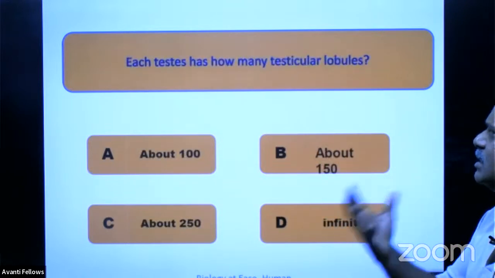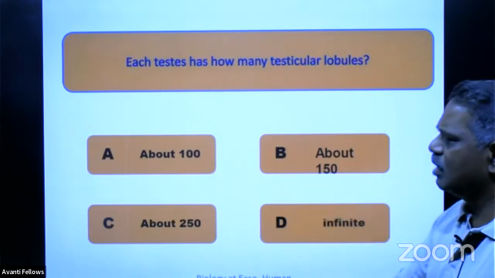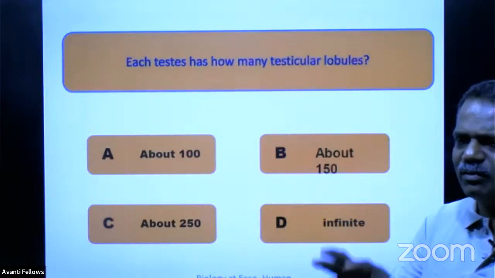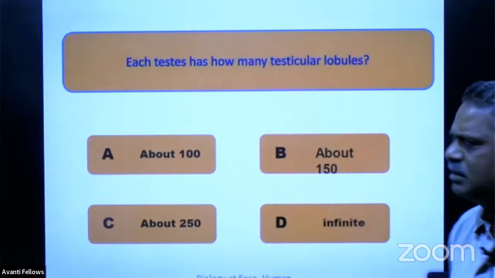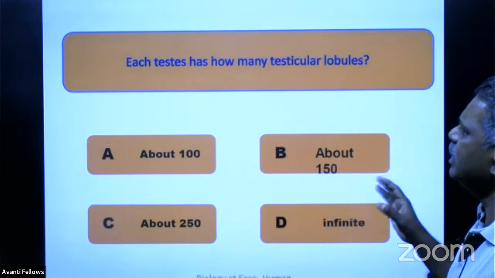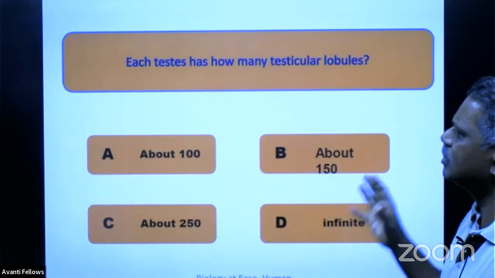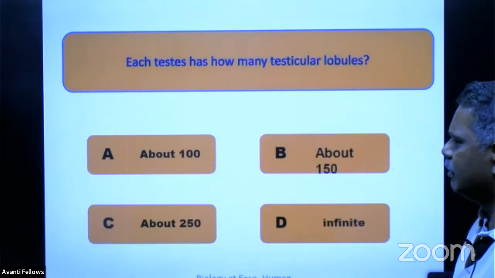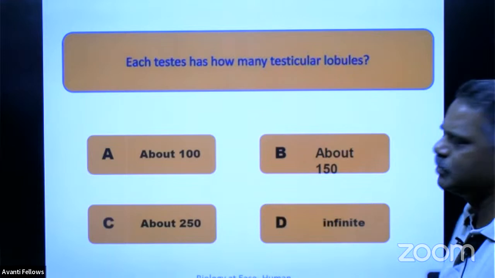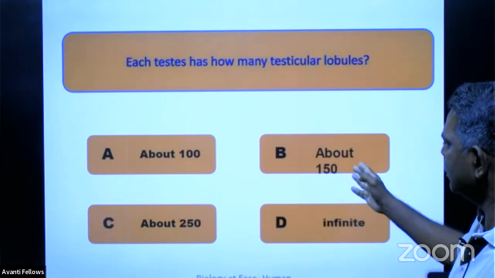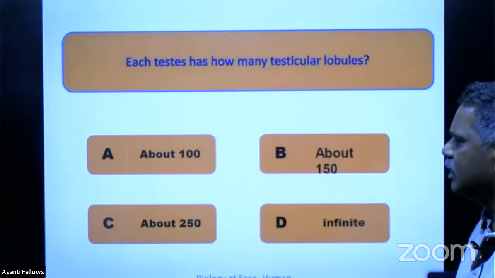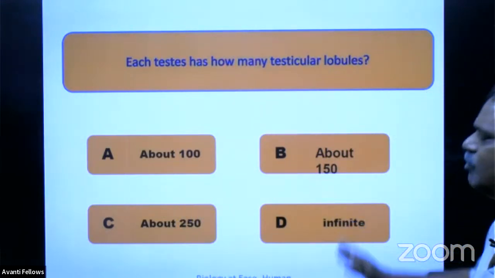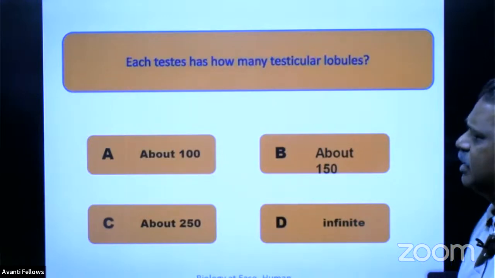Each testis has how many testicular lobules? Testicular lobule means the compartment of the testis in which seminiferous tubules are located. How many testicular lobules are normally in each testis? There are two testes. About 100 is option A, about 150 is option B, about 250 is option C, and infinite is option D.